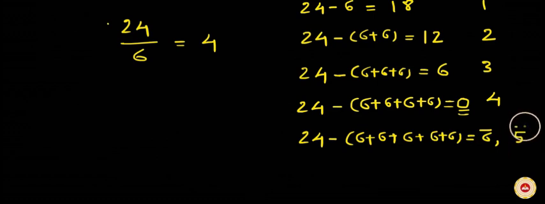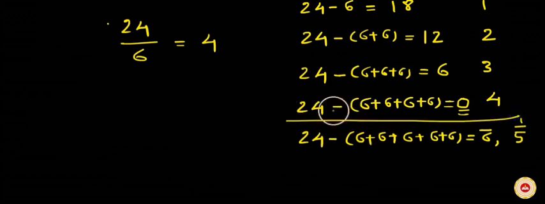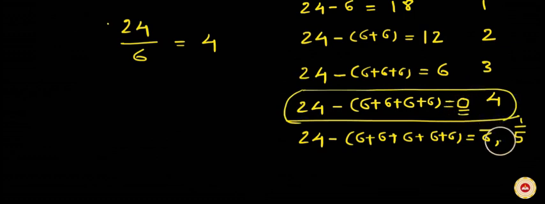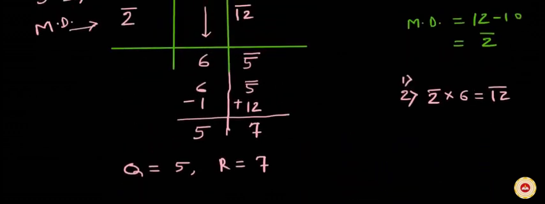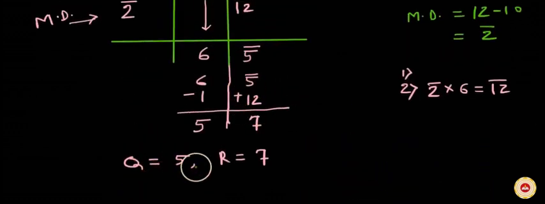So let us reduce this quotient by 1. To bring this step, we have reduced this quotient by 1 and added the divisor. Minus 6 plus 6, 0. And 5 minus 1, 4. See, same. Remainder is 0 and quotient is 4. This is the basic concept behind it. So we have used the same concept here. So quotient is 5 and remainder is 7.